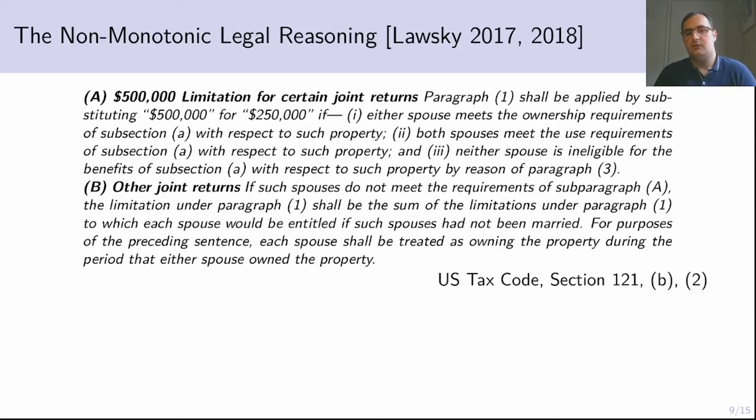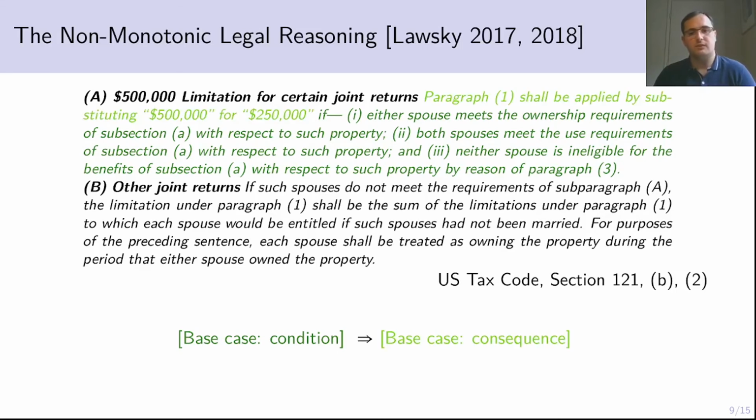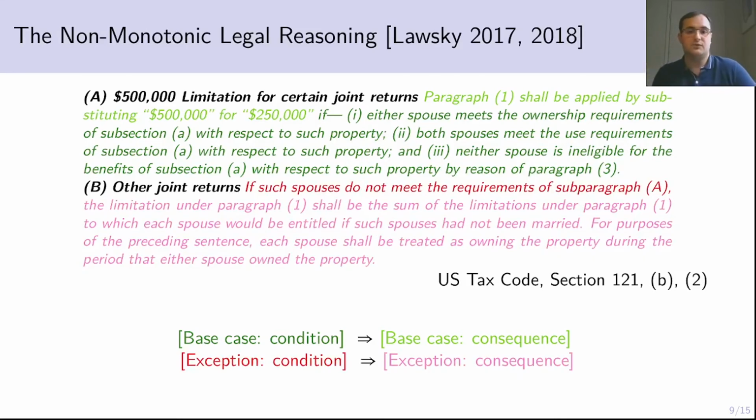Here you have another section of the US tax code, and we're going to highlight its logical structure. This green part sets the condition for the base case of this $500,000 limitation. And then the lighter green part is the consequence of that base case. But then paragraph B showcases an exception to the base case, which has a different consequence. This example showcases the dichotomy between base case and exception that is prevalent throughout the text of the law, and this is a structure that we integrated as a first-class concept in the Catala domain-specific language.